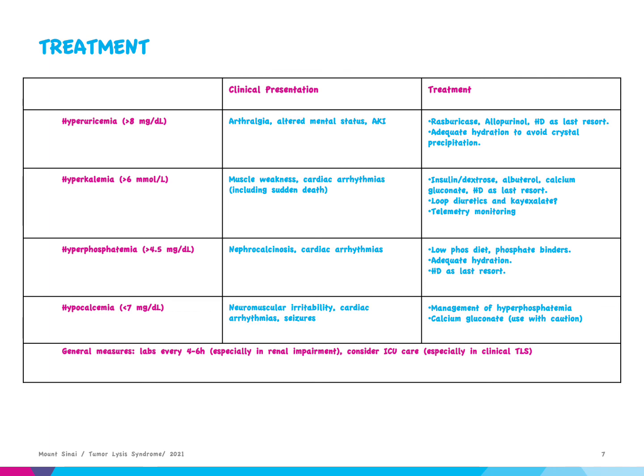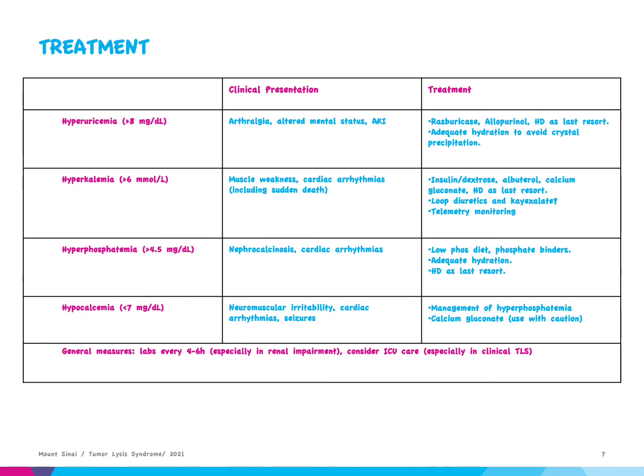Hypocalcemia can cause neuromuscular irritability, cardiac arrhythmias, and seizures. As we mentioned, it's an indirect effect caused by the hyperphosphatemia. The main management of hypocalcemia is management of hyperphosphatemia. You can give calcium gluconate just with caution, since there's a risk of calcium phosphate deposition. So just give enough calcium to treat the symptoms of the patients.